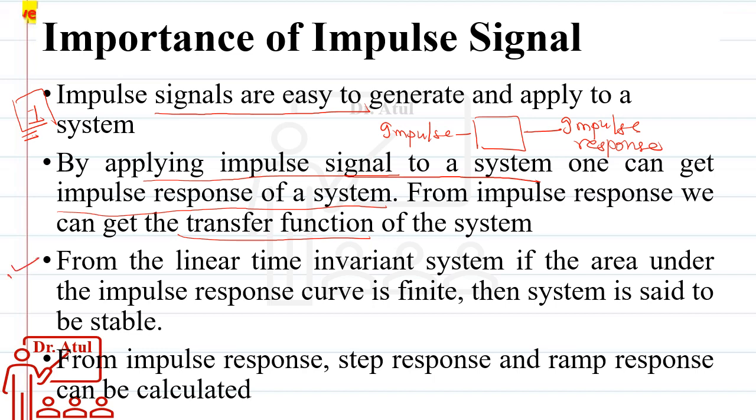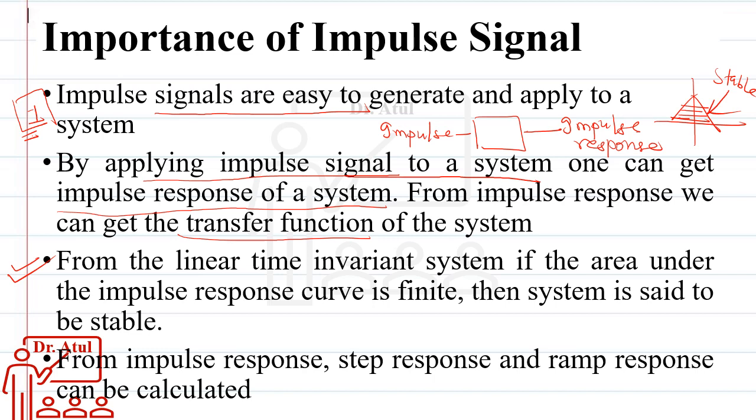Next is the area under the curve of the impulse response. If it is finite, then the system is said to be stable. So a stable system has a finite area under the curve of the impulse response. Okay, so stability can be easily found out from the impulse response. That is why impulse signals are very useful.